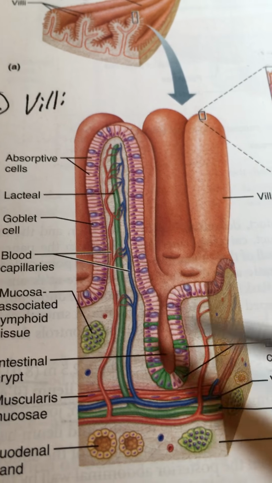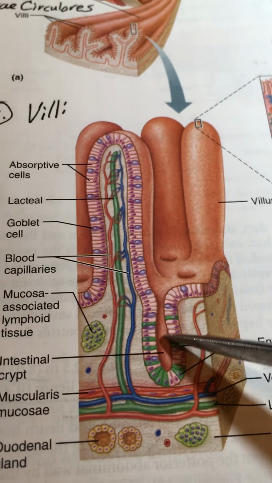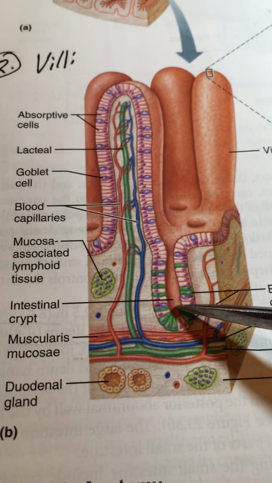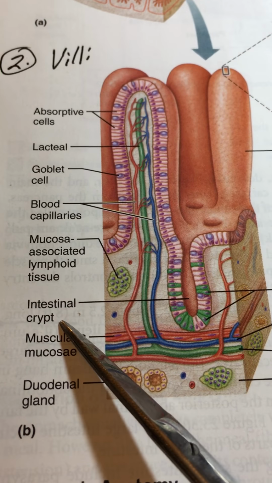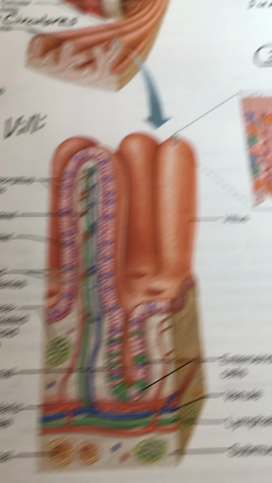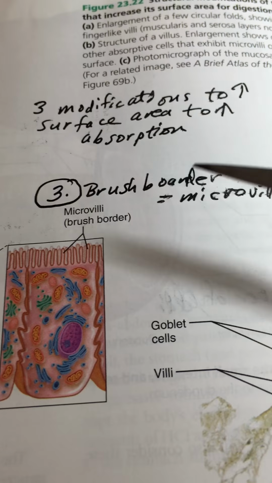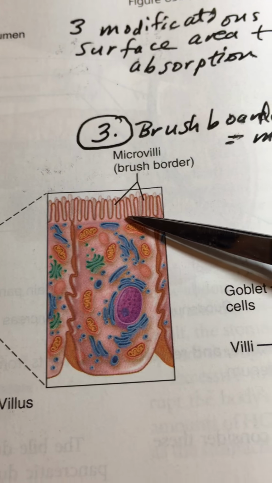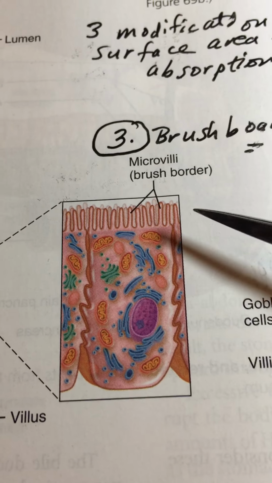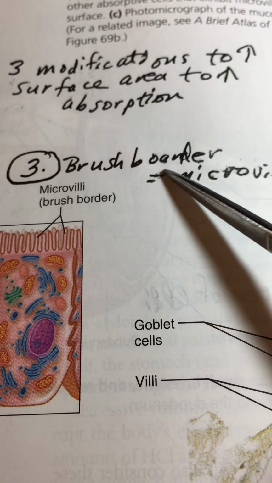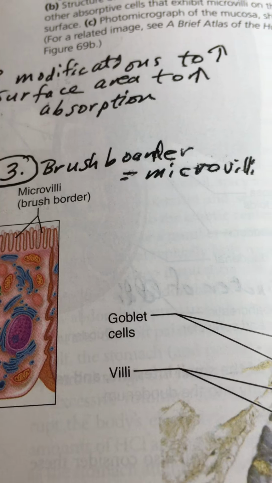In between the villi are these invaginations right here that are referred to as crypts of Lieberkühn. Okay, we'll get to that. I'll write out the word Lieberkühn for you. The intestinal crypts. Okay, the third level of magnification, on each cell, the actual cell membrane is further thrown into finger-like projections, and that would be the brush border or microvilli.